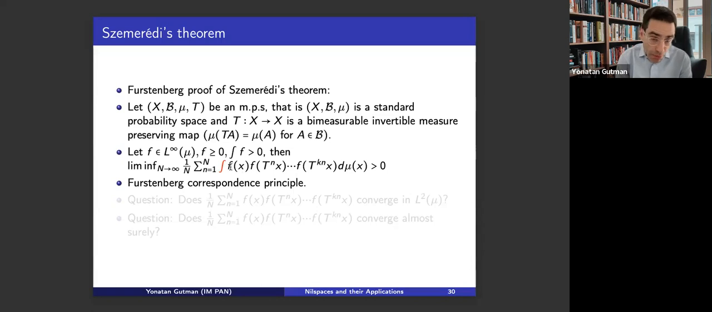And so he proved the Furstenberg, he proved Szemerédi's theorem. Actually, this started a very important subject in ergodic theory, which still is very active. One question that was left open from this proof was, does the integrand that appears here converge in L2? Because he was studying the integral. And this, as we will see, has a positive answer.